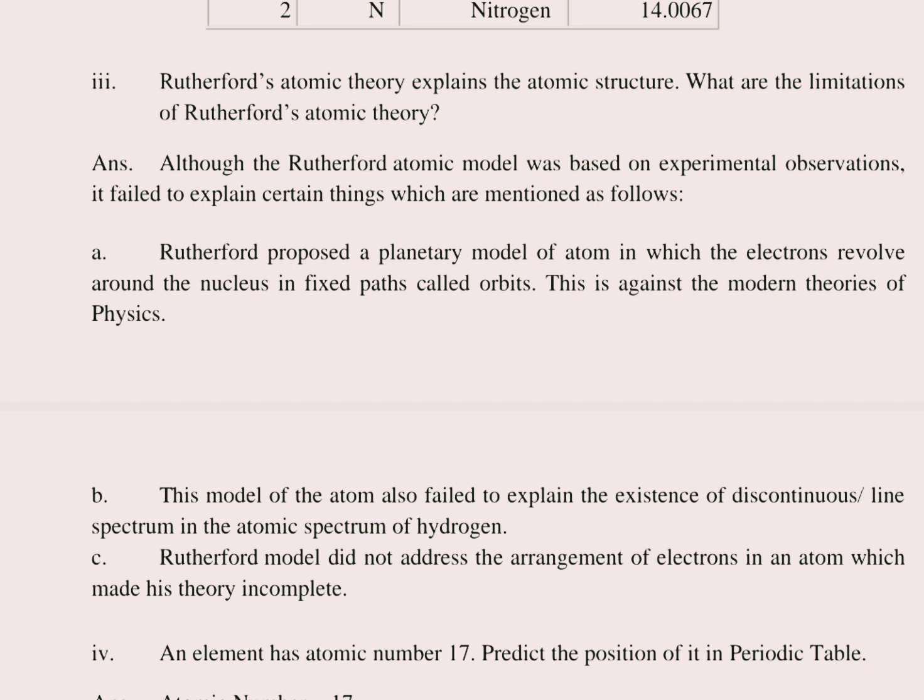For example, the very major failure of that model is that it could not define the stability of the atom. How is the atom stable? Atom is a stable species, but from Rutherford's model we could not define this. Then, whatever he based on the planetary model obviously doesn't fulfill today's requirements. The modern theories don't favor it.